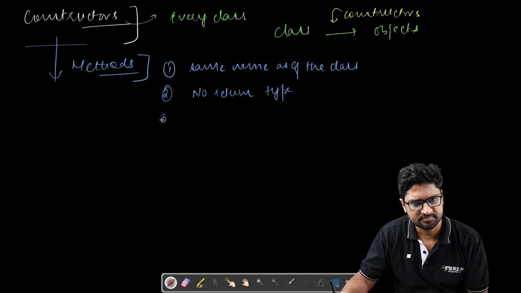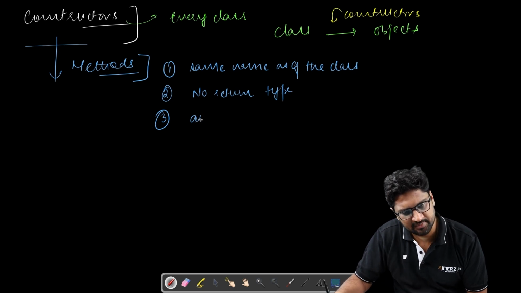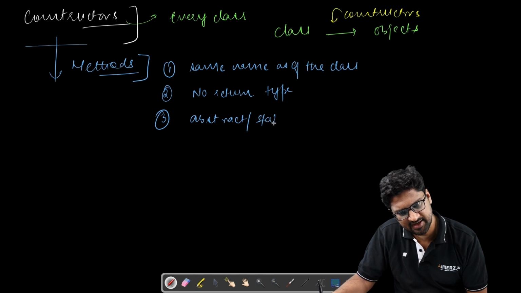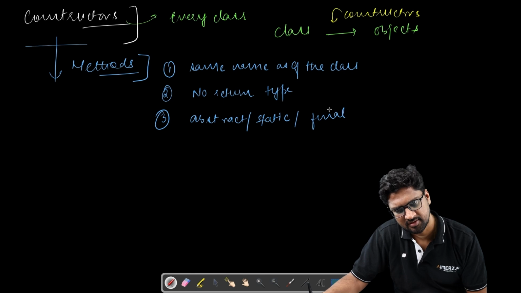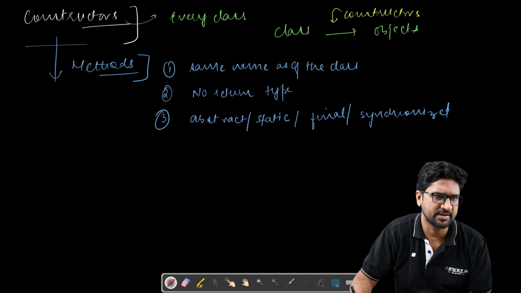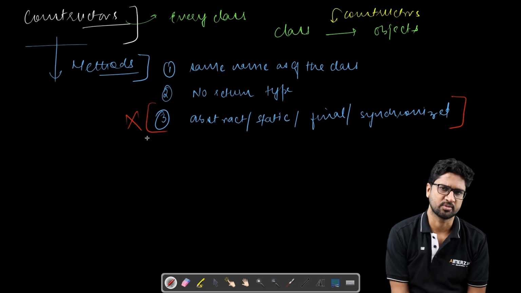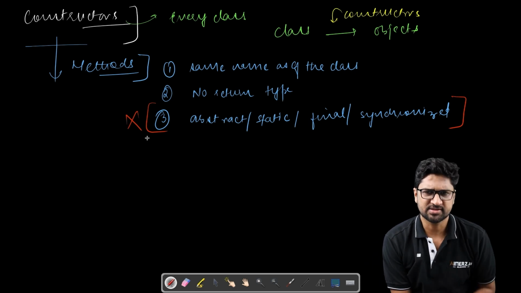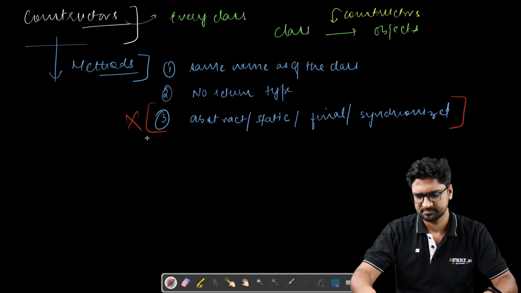And third, where you'll find some unknown terms, is that you cannot use terms like abstract or static. Static you have already heard, or terms like final, or synchronized. These are a few terms which we will see as we move ahead, but they are not allowed in the constructor. So let's create one constructor with our own hand and see how it works.